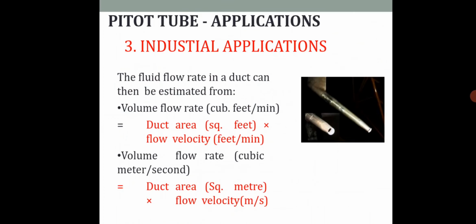Next, how the flow in this duct can be estimated. If there is a flow, there will be a volume flow rate. So how can you determine the volume flow rate? We know the duct area from the diameter. The volume flow rate is equal to duct area times flow velocity, in cubic meters per second.